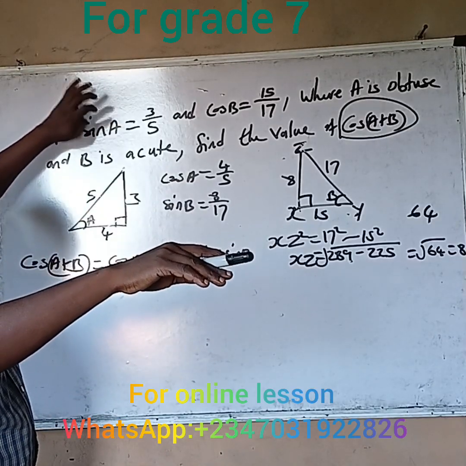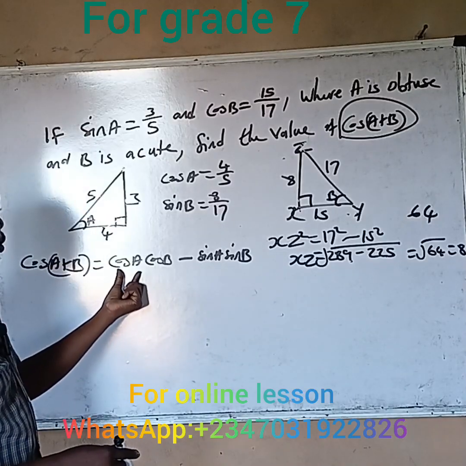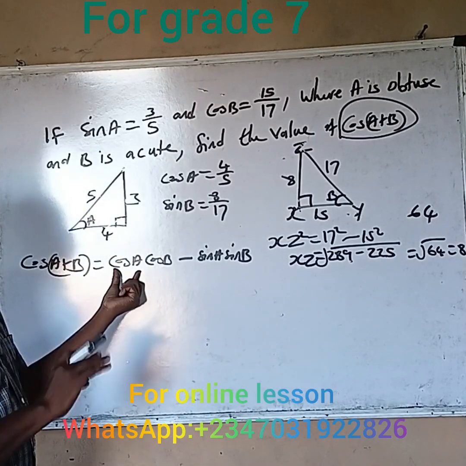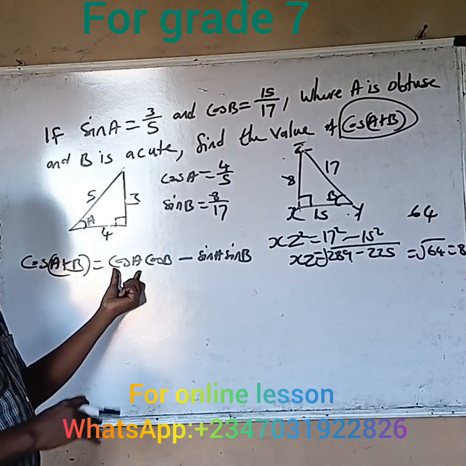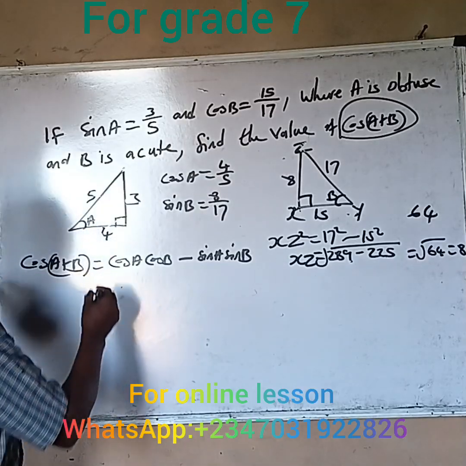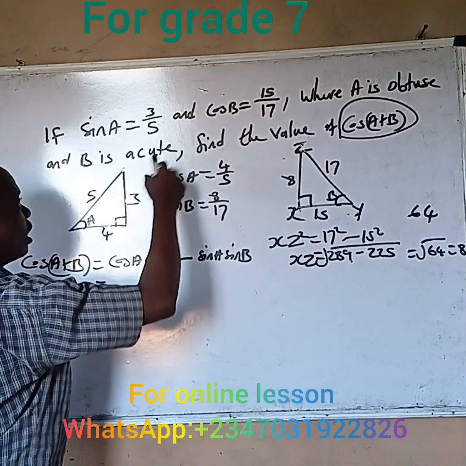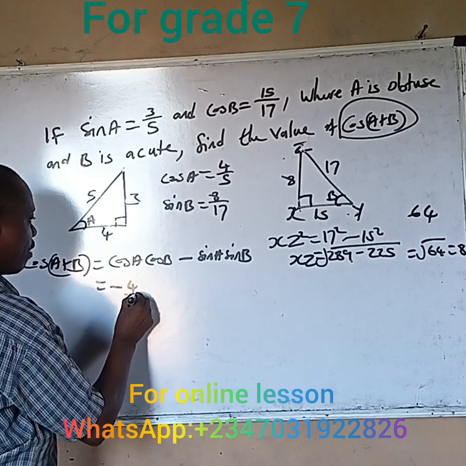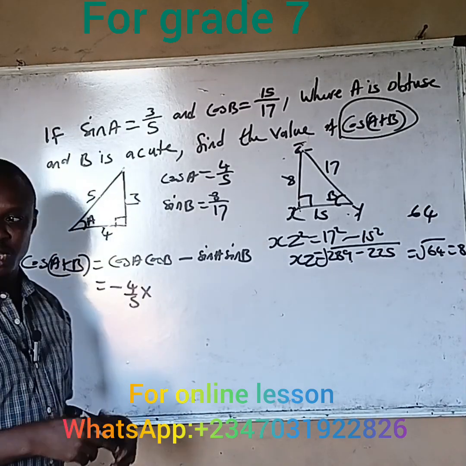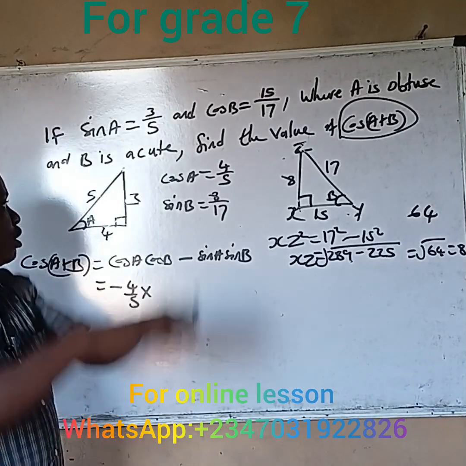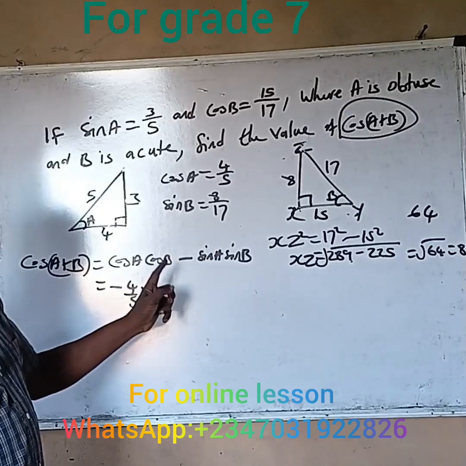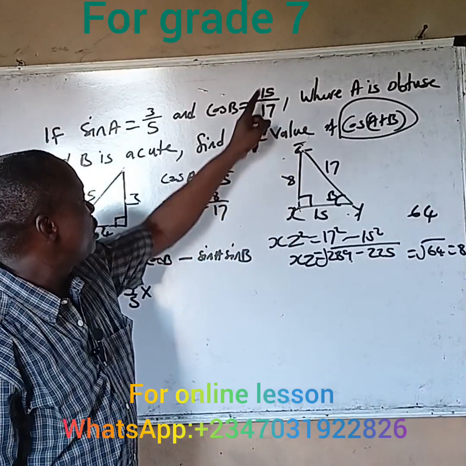Sine is positive there, so sine A will remain 3 over 5. But cos A will be negative, because cos and tan are negative in the obtuse angle, in the second quadrant. So here we have cos A as minus 4 over 5, times cos B. We are told that B is acute, an angle greater than 0 but less than 90. All the trig ratios are positive there, which means cos B is positive. And cos B was given as 15 over 17.